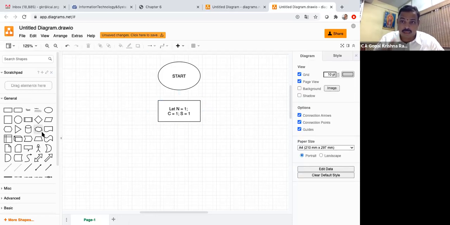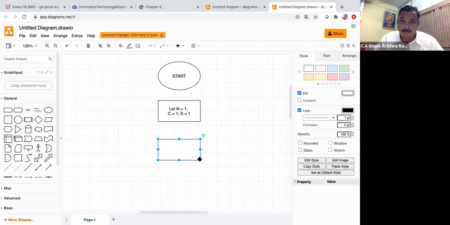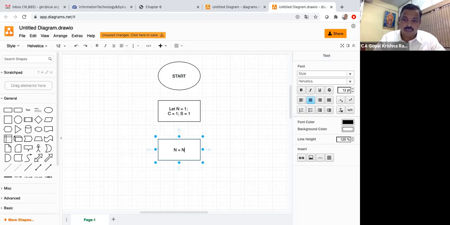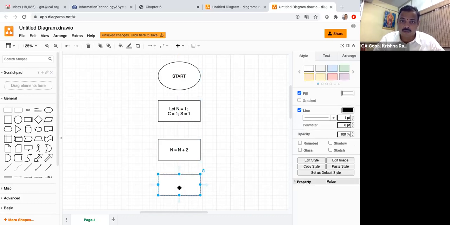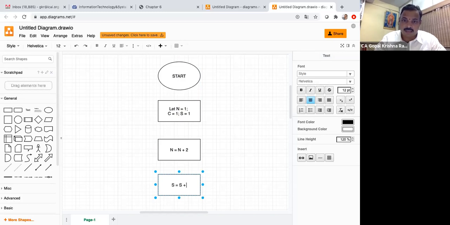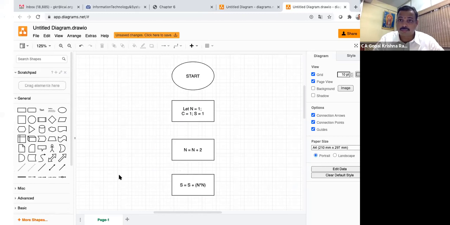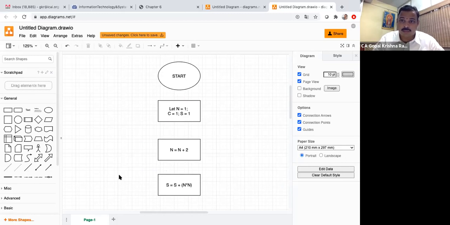n is equal to n plus 2. That is also a computation, so I will use this symbol for that also. So n is equal to n plus 2. What is the next step? S is equal to S plus n square. That is also a computation only. S is equal to S plus n into n. Good.